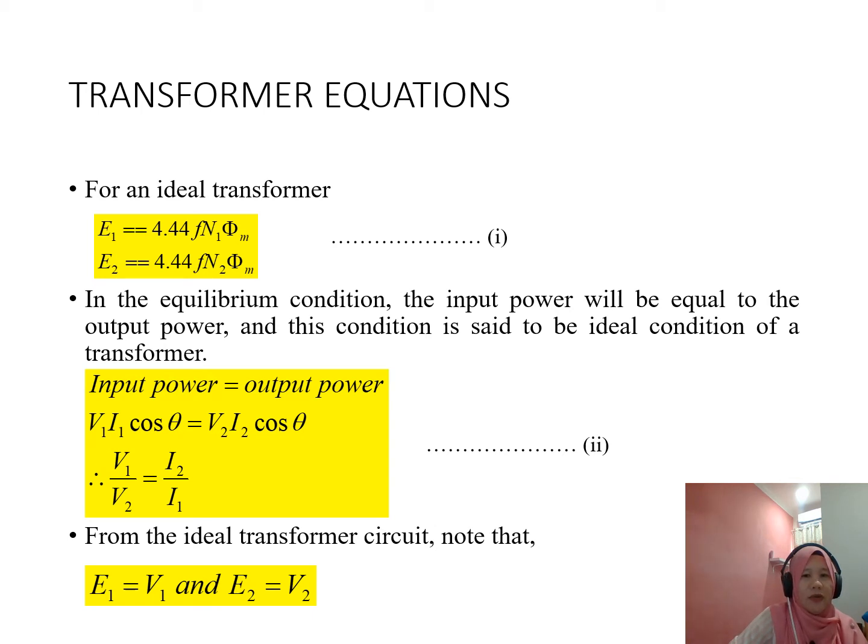In the equilibrium condition, the input power will be equal to the output power, and this condition is said to be the ideal condition of a transformer. So we obtain the input power is equal to the output power, and hence we get this equation where V1 divided by V2 is equal to I2 divided by I1. So from the ideal transformer circuit, we note that E1 is equal to V1, voltage at primary, and E2 is equal to V2, which is voltage at the secondary part.